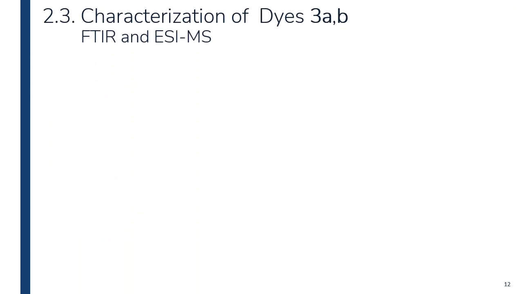So, while NMR spectroscopy provides detailed information about the proton and carbon environments in the molecule, FTIR spectroscopy complements this data by identifying the functional groups present.